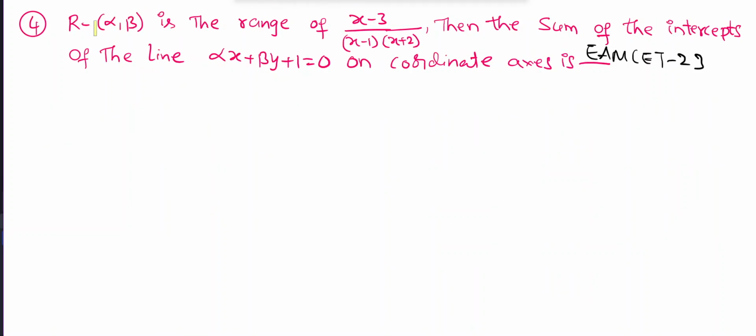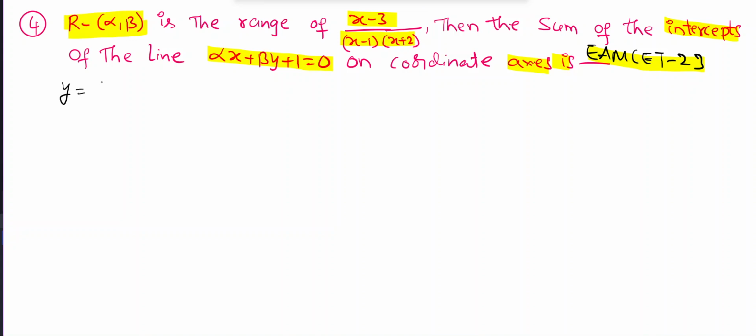This is the fourth question from quadratic equations. Here R minus {alpha, beta} is the range of (x minus 3) by (x minus 1)(x plus 2). Then the sum of the intercepts of the line alpha x plus beta y plus 1 is equal to 0 on the coordinate axes is. R minus {alpha, beta} is the range of this, so take that value as y.